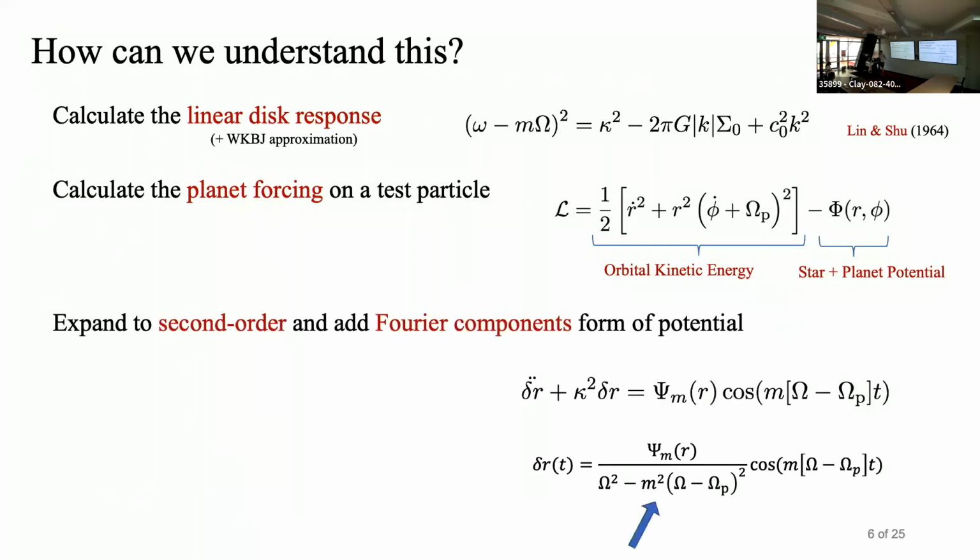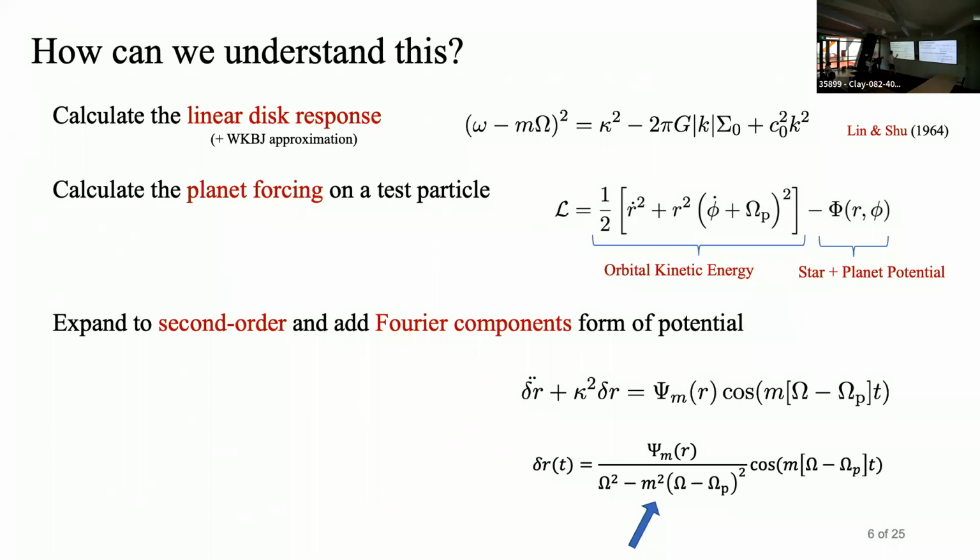Then if you do some expansion to second order and you add the form of the potential in terms of the Fourier components, you come up with this second order ODE, which is just a simple harmonic oscillator on the left, but then it's driven. The variable is the radial perturbation of the orbit, so it's telling you how it forces eccentricity. On the right you have the driving term, a function that tells you how hard it's being driven, and then the time.